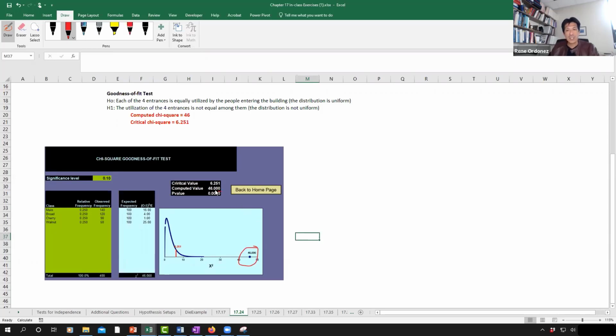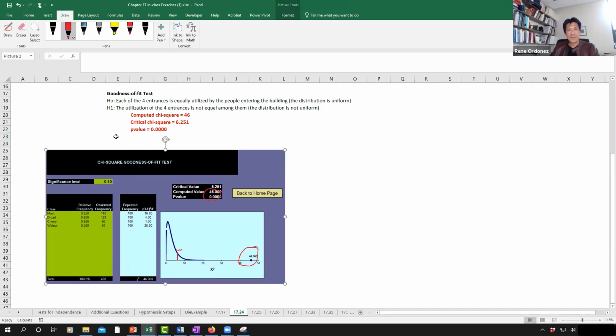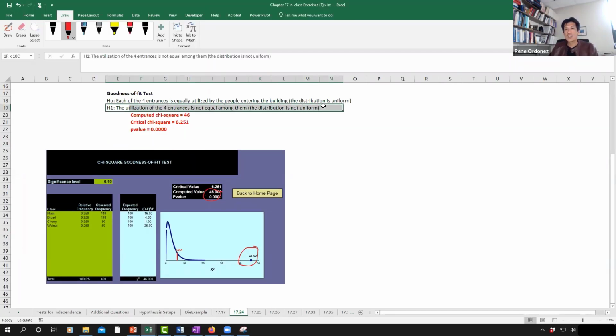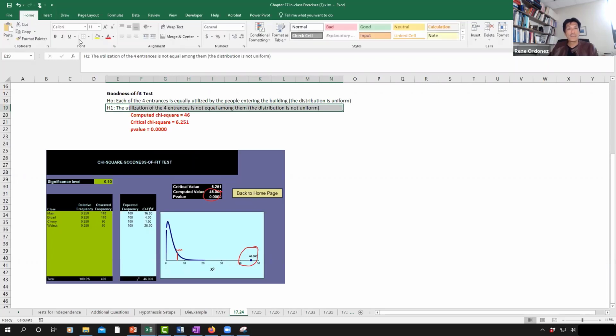In fact, if we look at the p-value, it's quite small, which means the p-value is equal to almost 0, which means that we have extremely strong evidence to support the alternate hypothesis. Okay?